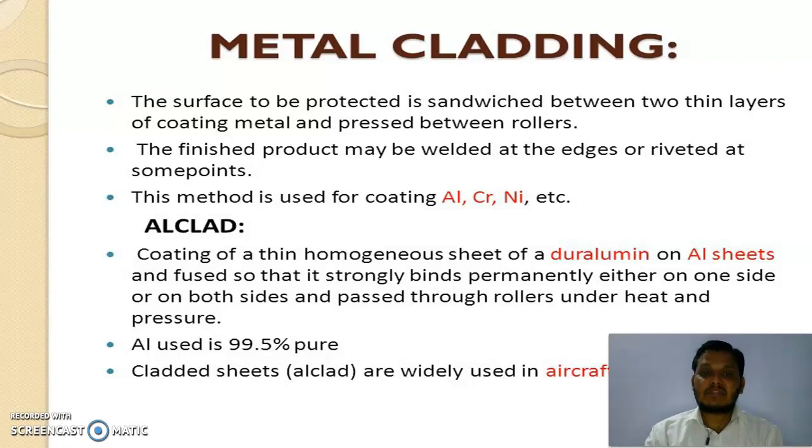Means the surface to be protected is sandwiched between two thin layers of coating metal and passed between the two different heavy rollers. It is known as what? Metallic cladding process, right? Then the method is used for coating of what? Mostly aluminum, chromium, nickel, cupronickel alloy, solder alloy, brass alloy, right? So this is useful as what?